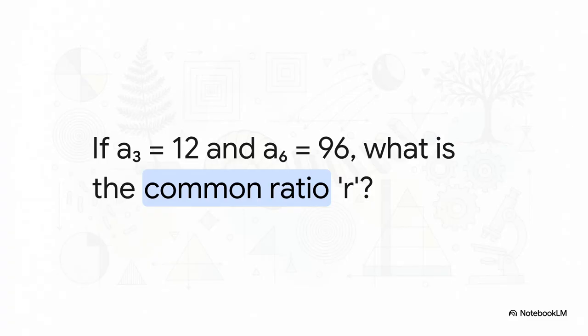All right, you ready for a bit of a puzzle? This one's a little trickier. We don't have the first term. All we know is that the 3rd term is 12 and the 6th term is 96, and the job is to figure out the common ratio R.